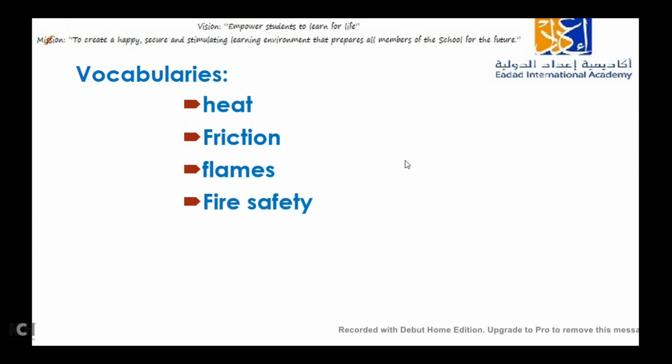For today's vocabulary, we will be using the word heat, the word friction, the word flames, and the words fire safety. Now, heat is a very simple word. It's a thing that gives us the feeling of being warm and being hot. If there is heat, we feel hot and we feel warm. Friction is a word we use to describe two things that are sliding on each other. Flames is what you see when there's a fire. And fire safety are the steps that we take so that we can avoid accidents that involve fire, or what we should do when there are accidents involving fire.